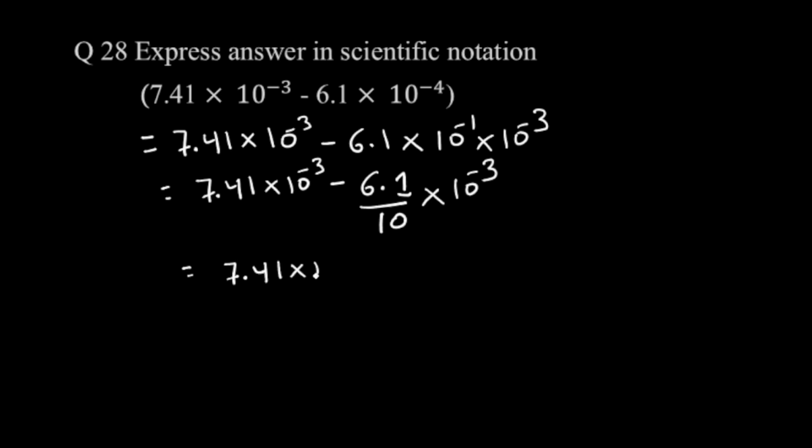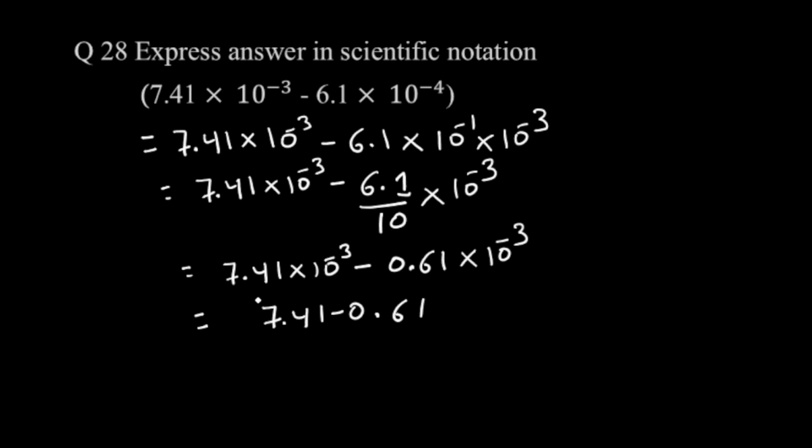7.41 multiply 10 to the power minus 3. 6.1 divided by 10, 0.61 multiply 10 to the power minus 3. Now we have a same power minus 3. 7.41 minus 0.61 multiply 10 to the power minus 3. 7.41 minus 0.61, 6.8 multiply 10 to the power minus 3.